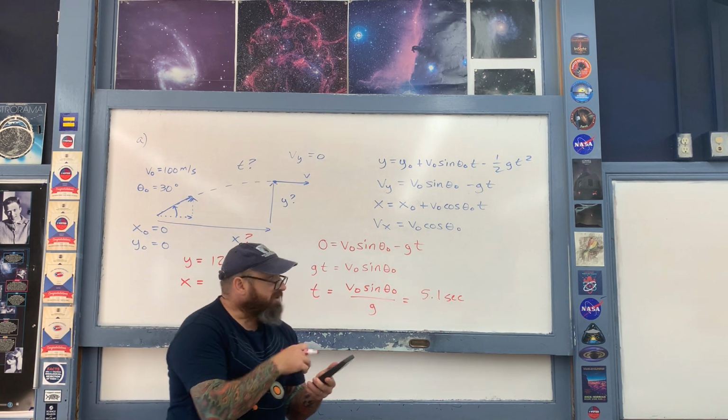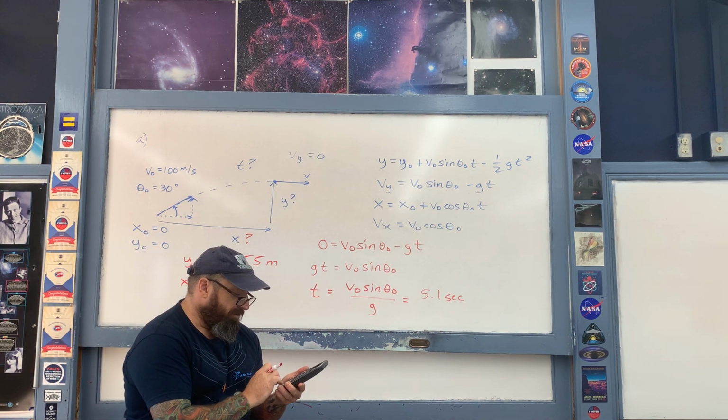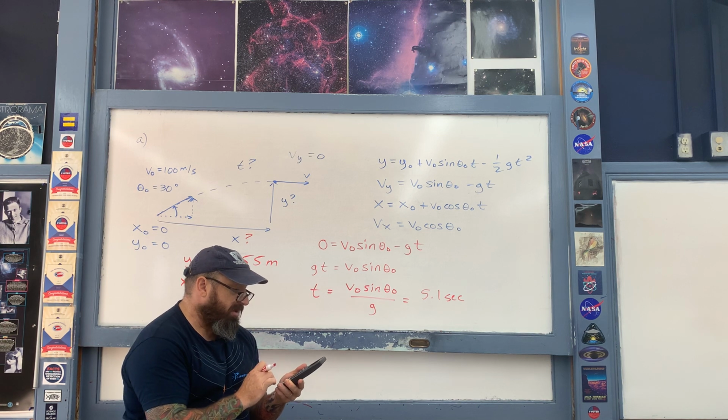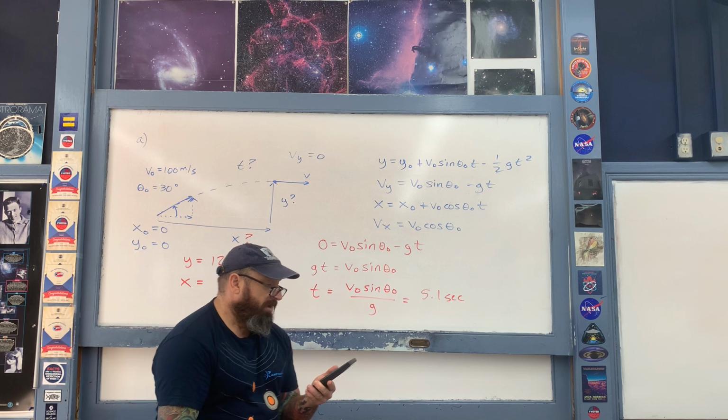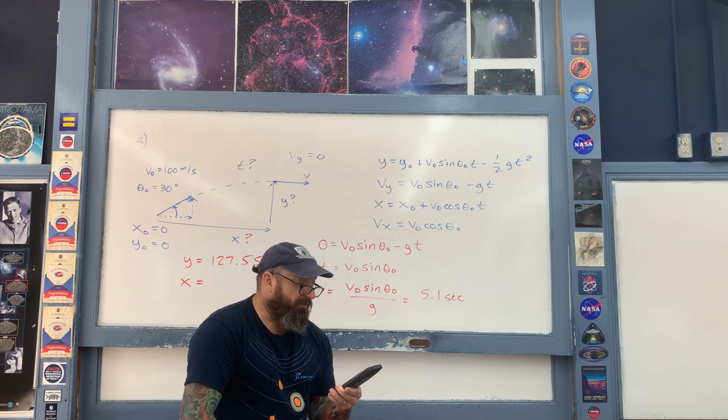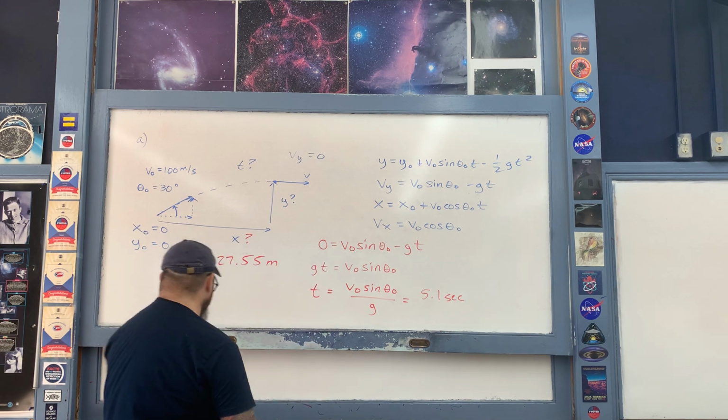So first of all, we have x naught, which is 0, and then I have 100 times the cosine of 30 degrees, and then multiplied by 5.1 seconds. There we go. And this works out to be about 441.7 or so meters.